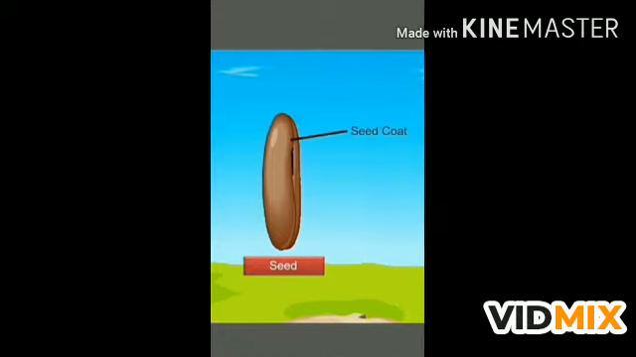Let us learn more about the seed. The outer covering of a seed is known as seed coat, which protects the seed. If you crack and open a seed, then you will see a baby plant inside the seed, which is called an embryo. Embryo inside the seed consists of two leaves and a root. The two large parts of the seeds are called cotyledons.